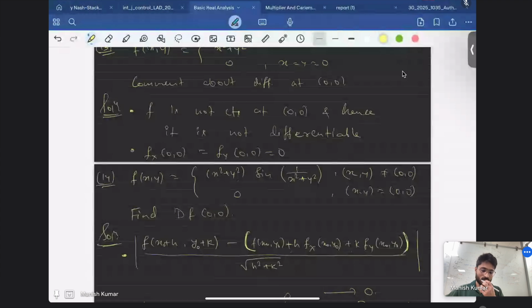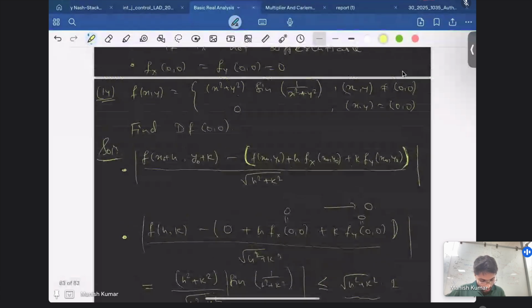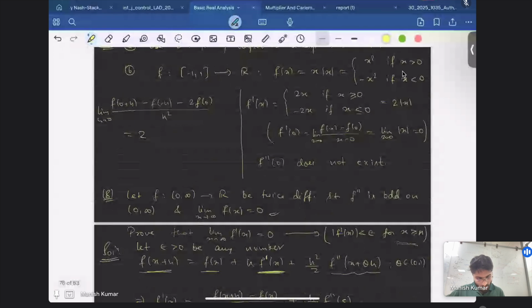Okay, so that's all for today. Today we left one problem, which was this one, to check differentiability at an irrational point. I'll try that, and then I'll discuss it in the next class, or I'll just write it here and upload it on the Google Drive that you have access to.